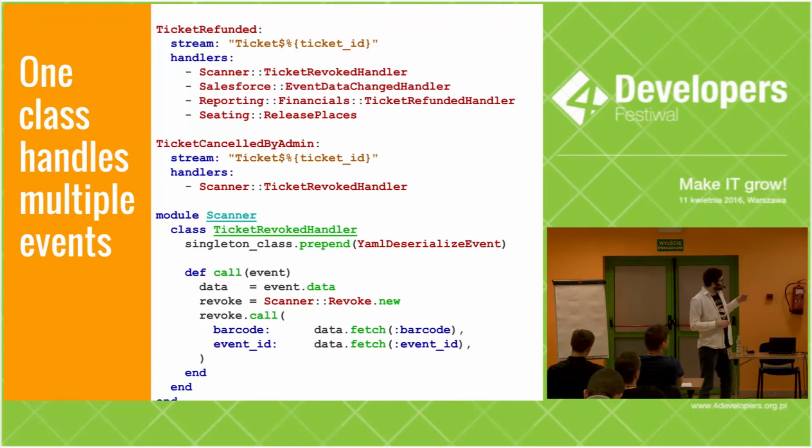So in the scanner subsystem, what we do in both situations is that we invoke the ticket revoke handler, and we invoke the revoke command. So we revoke access to the event itself. So it doesn't matter whether the ticket was canceled or refunded, you can't enter the event anymore, okay?